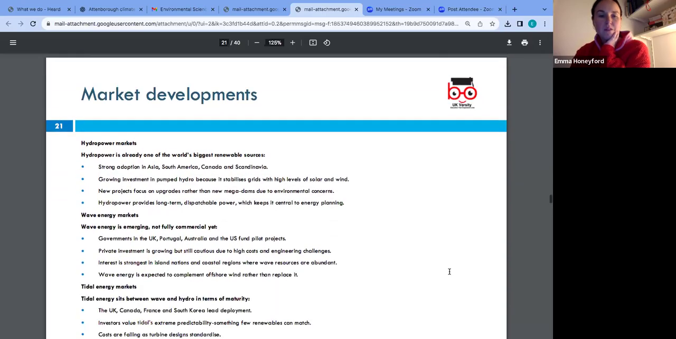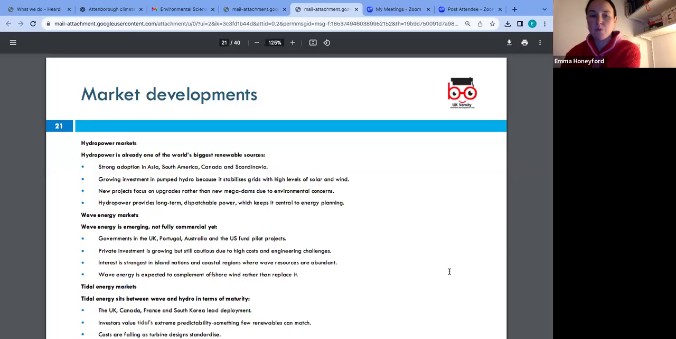Okay, so in terms of market developments that are impacting hydropower, wave energy, and tidal energy, it's quite different, and different across the globe in different areas. So hydropower is already one of the world's biggest renewable sources. There's been strong adoption in Asia, South America, Canada, and Scandinavia recently.